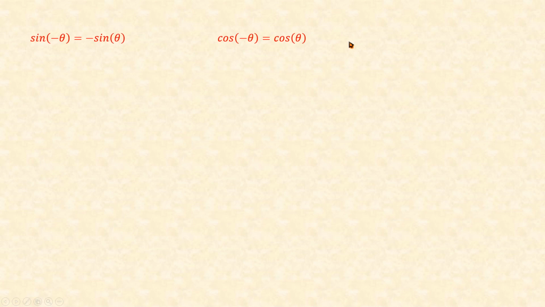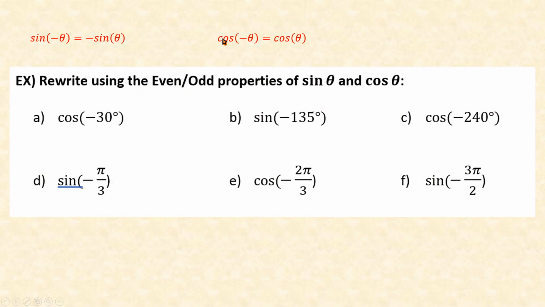So I have the two definitions up here for us to remember, and then we'll do some exercises. We'll rewrite these, and then we'll solve for them using sine and cosine. So you have cosine of negative 30, but cosine of negative is the same thing as cosine of the positive. So cosine of negative 30 is the same as cosine of positive 30, which gives you radical 3 over 2.